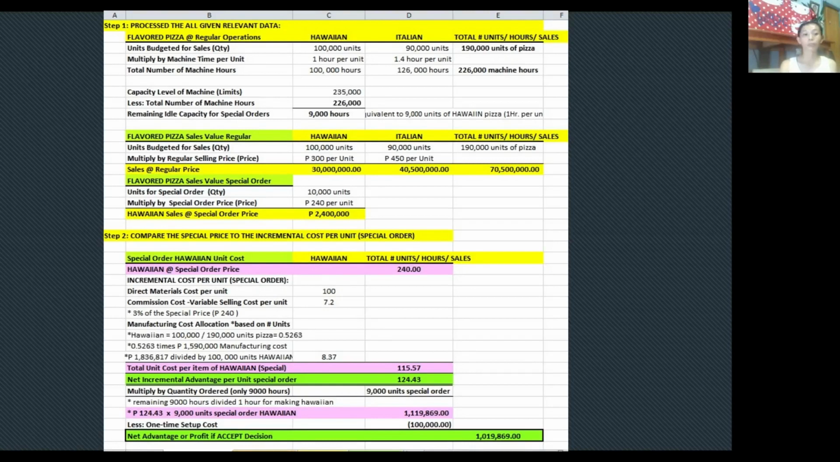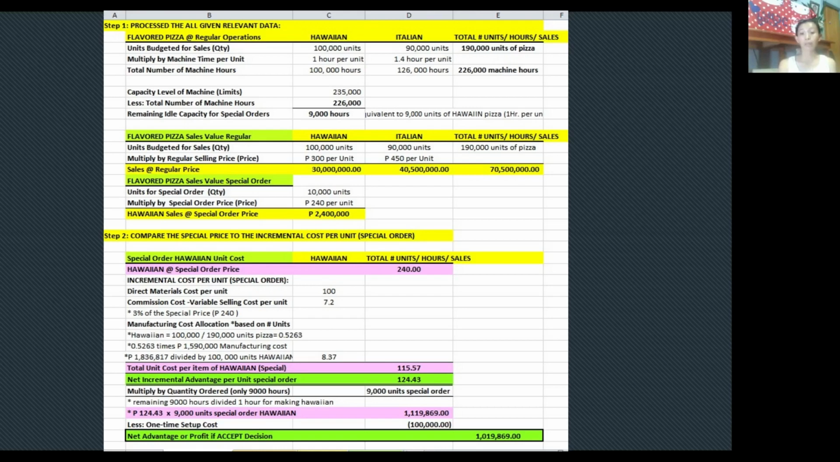So how do we solve? So step number 1, process all the given relevant data. So the relevant data are the flavored pizzas, the budgeted sales and quantity. So we have the sales, and we know that each pizza will require certain hours. Pampanga company has a total number of machine hours. This is the capacity or the limitation of Pampanga company.